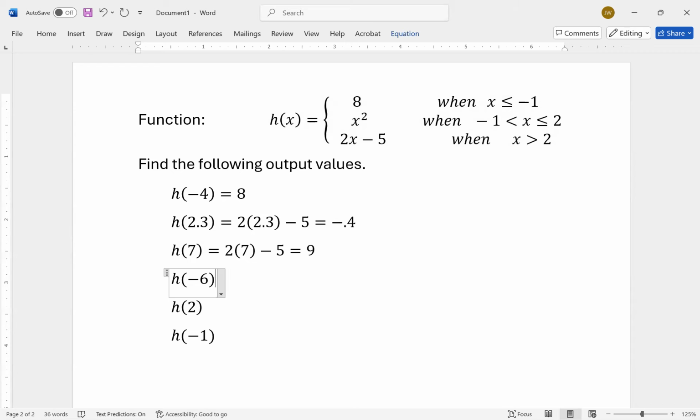When I deal with negative 6, well, negative 6 is less than or equal to negative 1, so the output value is going to be an 8. When I plug in a 2, well, 2 is right on the edge, and the one I have to use when x is equal to 2 is the middle one, that's the x squared. So I plug in 2 into the x squared, I get 2 squared, which is equal to a positive 4.